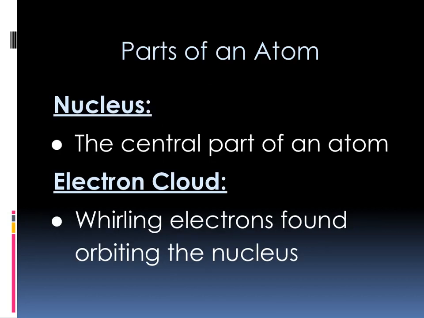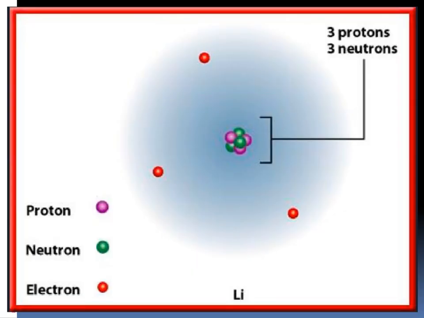The atom has two parts, the nucleus, which is the central part of the atom, very similar to the nucleus of the cell, which you may remember from biology, and the electron cloud, which is an area in which you would find the electrons around the atom. Now, we're going to find out later that it's not a perfectly organized area, but it is a general area that you're going to find all the electrons orbiting the nucleus.